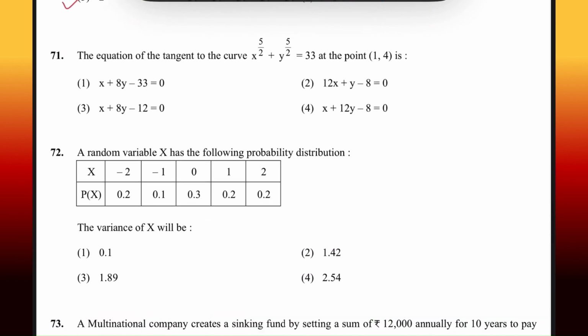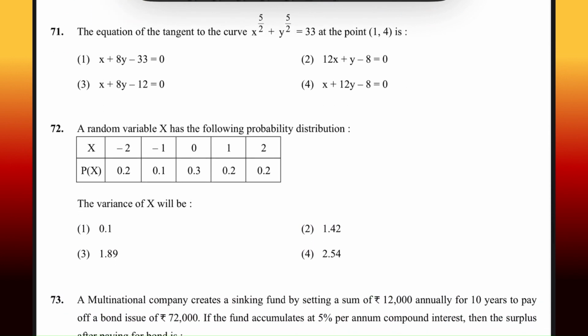Moving on to question number 71. The equation of the tangent to this curve at this point. Okay, so you need a tangent at this point, so this point must satisfy the tangent. So (1, 4) must satisfy the equation, right? Let's put in (1, 4) here. Does this (1, 4) satisfy this equation? Yes or no? The answer is no, because 12 plus 1 plus 4 minus 8 equals 0 is not possible. So the second option is incorrect.